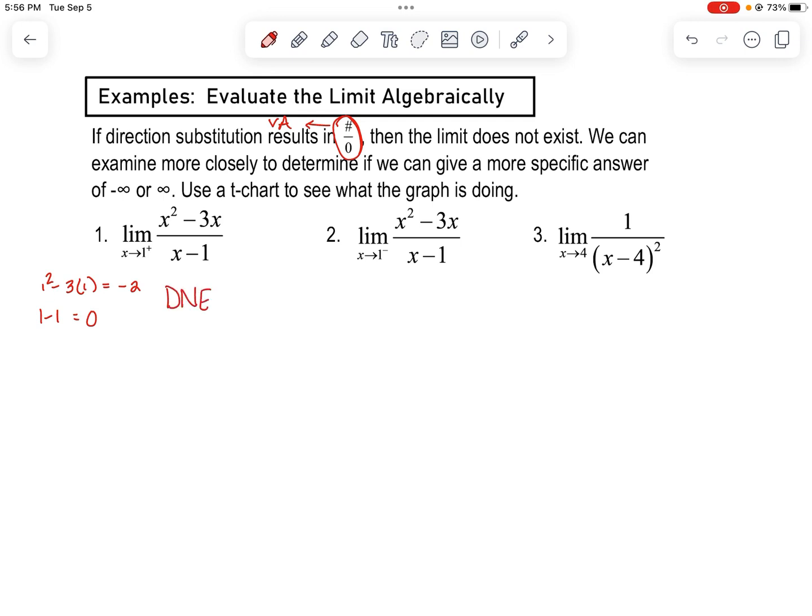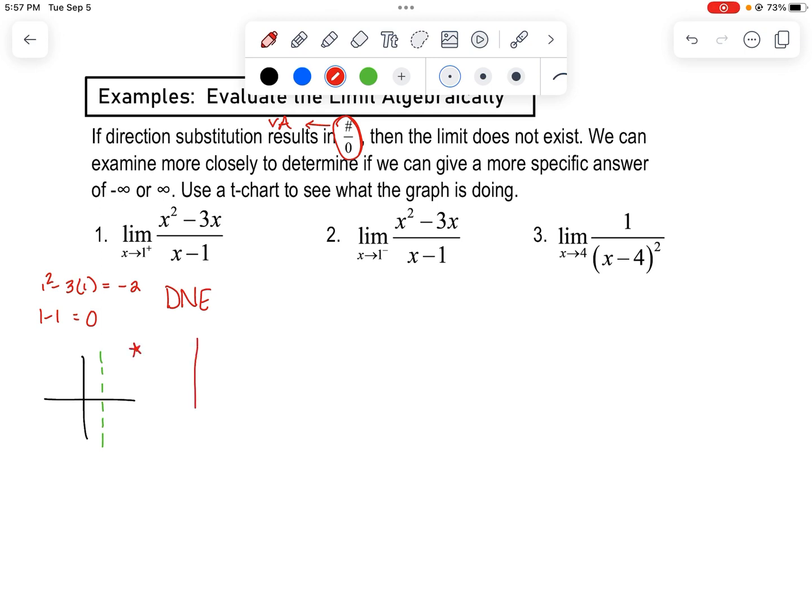However, since we're approaching 1 from the right side, we can actually be more specific here and try to figure out exactly what the graph is doing. And so we know at 1, there's a vertical asymptote. And we want to know what the graph is doing on the right side, to the right of 1. So we're going to look at this side. And we can real quick just make an XY chart and plug in points 2 and 3 to see what the graph is doing.